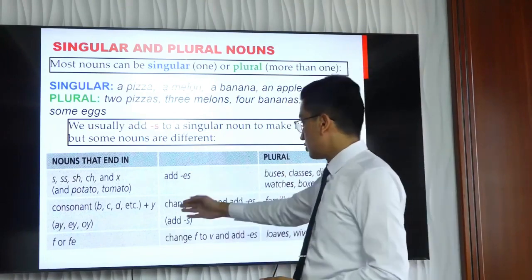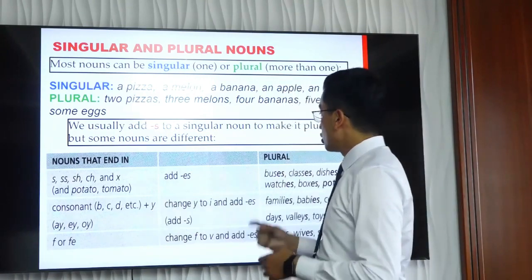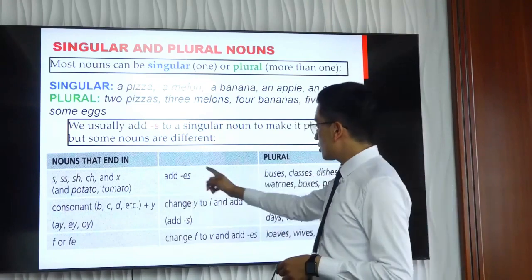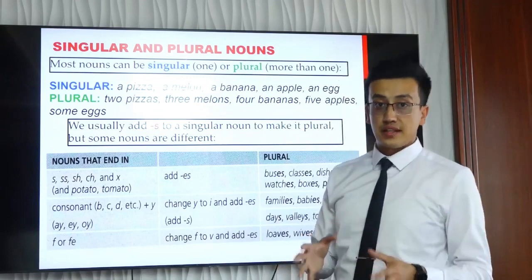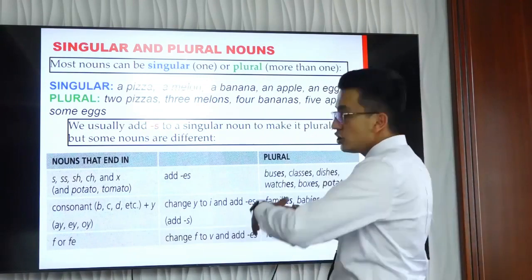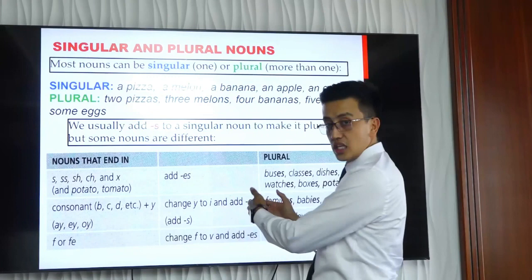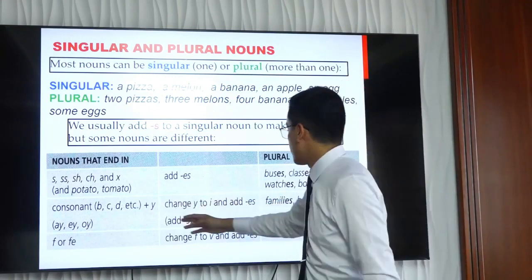If your noun ends in a consonant B, C, D, and so on, and also at the end of the word there is a consonant Y, in this case you should change this Y to the letter I, and then you should add the suffix ES. In this case, this will be the new type of suffix. It is IES.